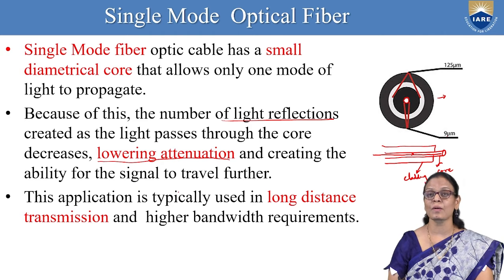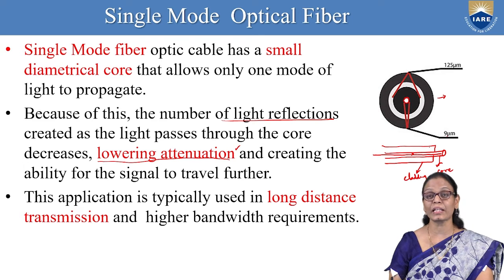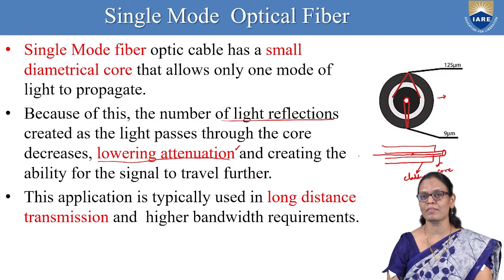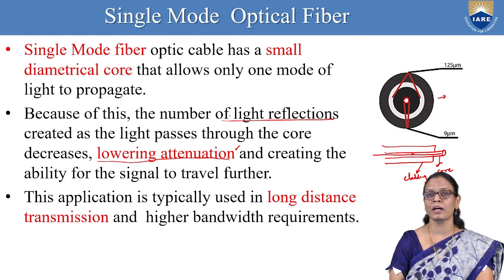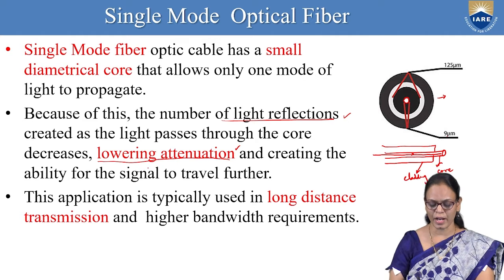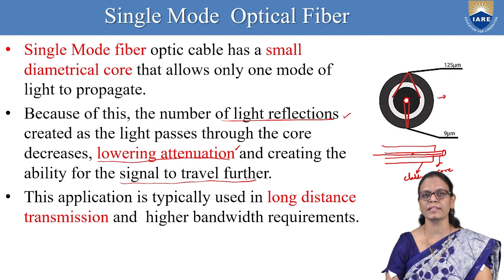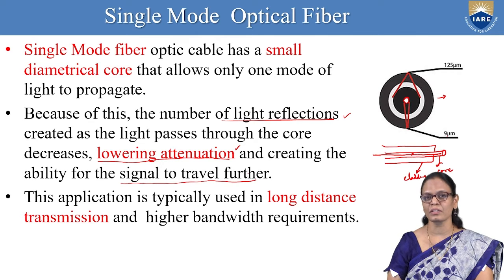What happens is, inside the core, when the light travels, more the number of reflections, more the attenuation. Attenuation here talks about the loss of signal or the loss of light. So whenever it is traveling, at each reflection there may be loss of signal. So because it travels in a single mode and the reflections are very less, the attenuation is less, and because the attenuation is less, the signal can travel farther distances. It can travel larger distances.